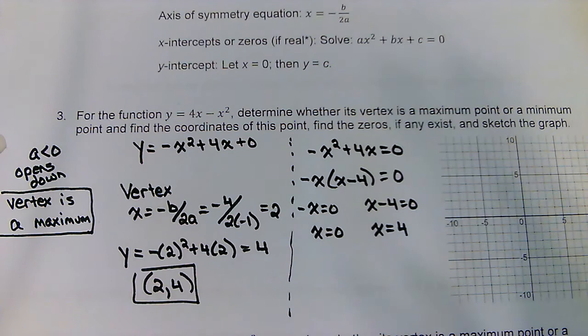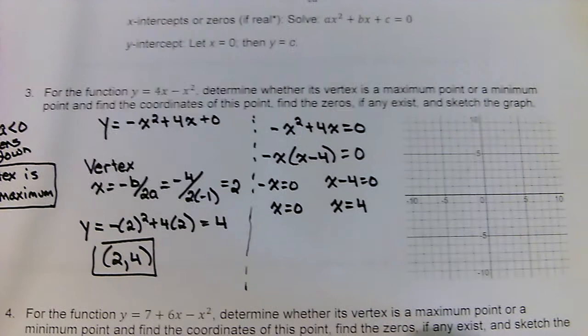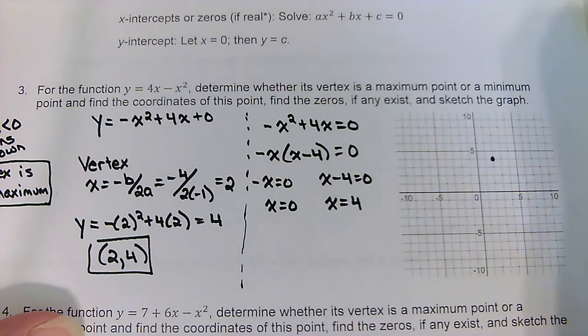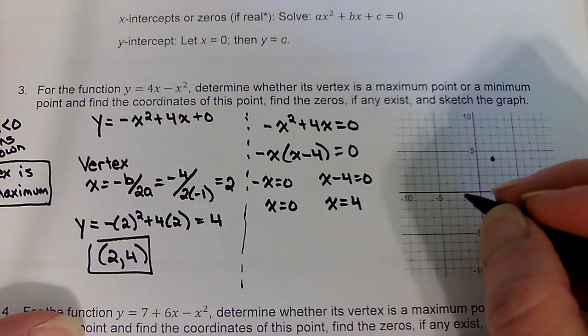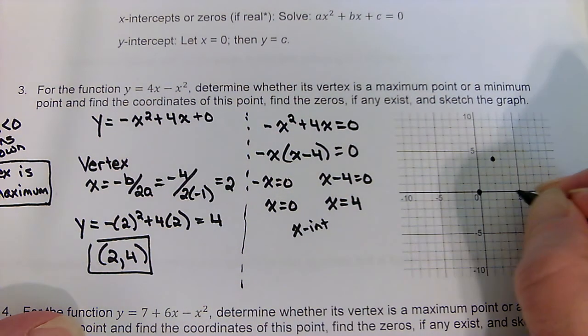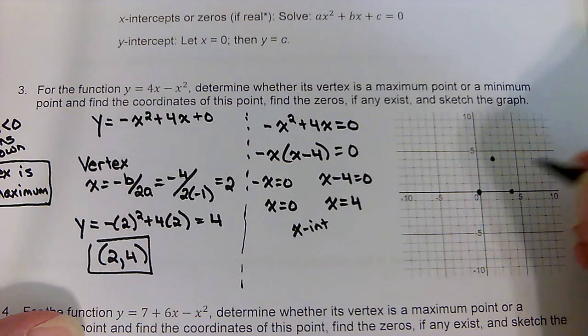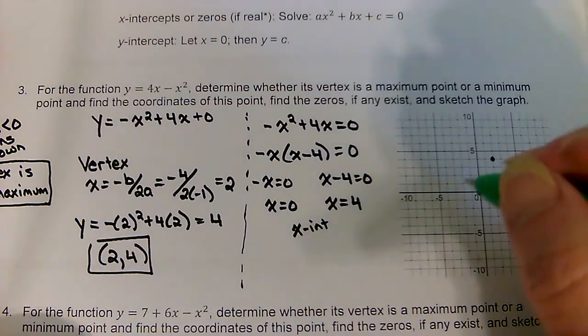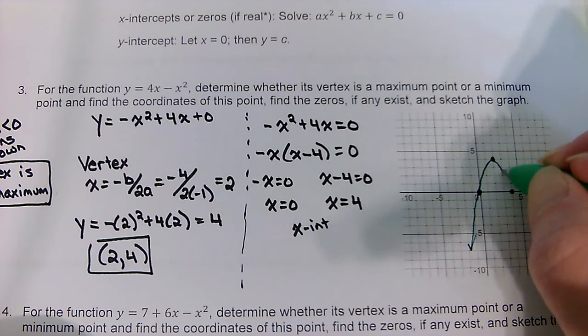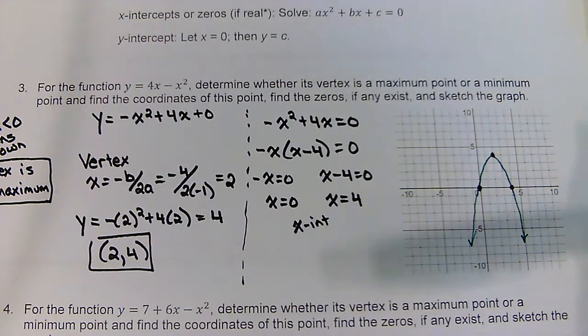And so again, I have now 3 points. My vertex is at 2, 4. I have x-intercepts: one is at 0, and the other one is at 4. That's giving me enough to connect. You could find more points if you want to be more accurate, but when they say sketch, that's enough.